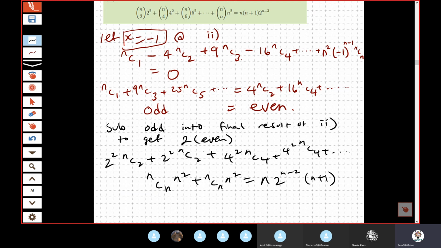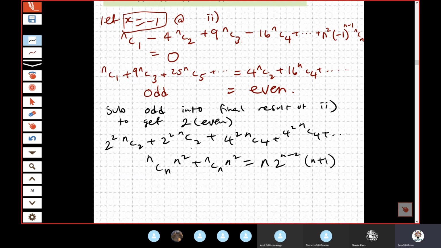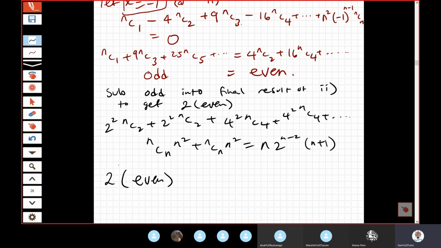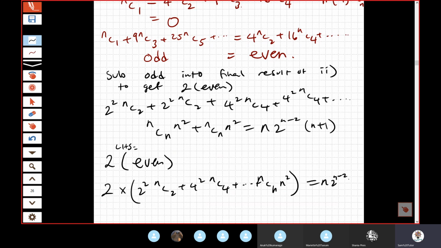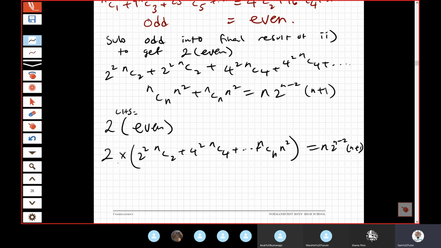Then the left-hand side, like I said, they're doubled up because you replace all your odds for your evens. So you've got 2 times evens, essentially, on the left-hand side. In other words, you've got 2 times 2 squared nC2 plus 4 squared nC4 plus dot dot dot plus n choose n squared equals n(2n minus 2) choose n plus 1, and then you just got to divide by 2, and then you get (2n minus 3) choose n plus 1.